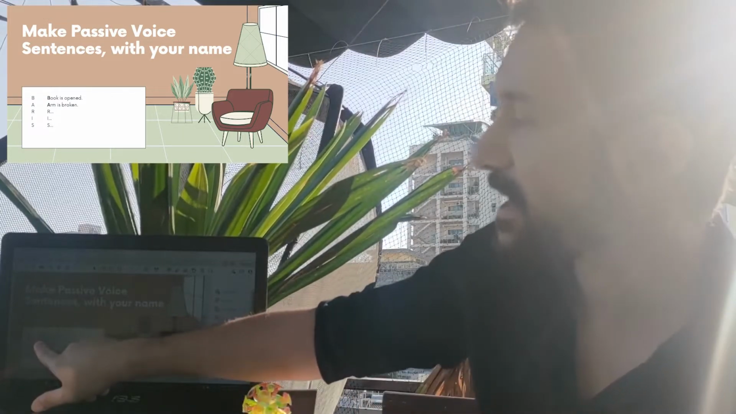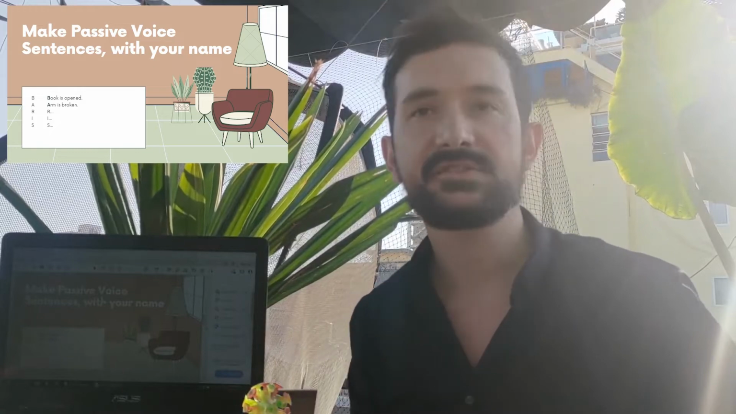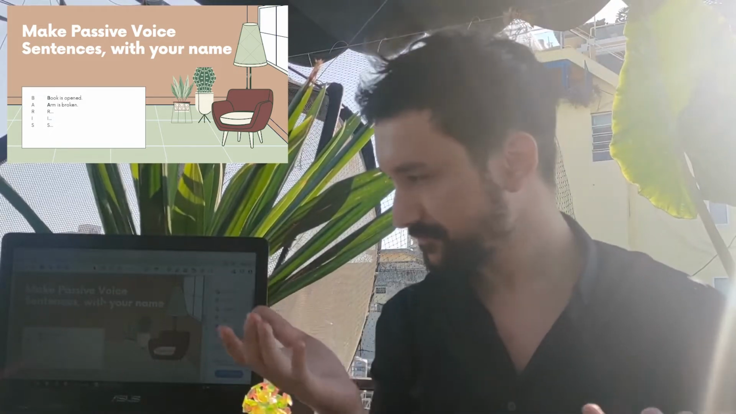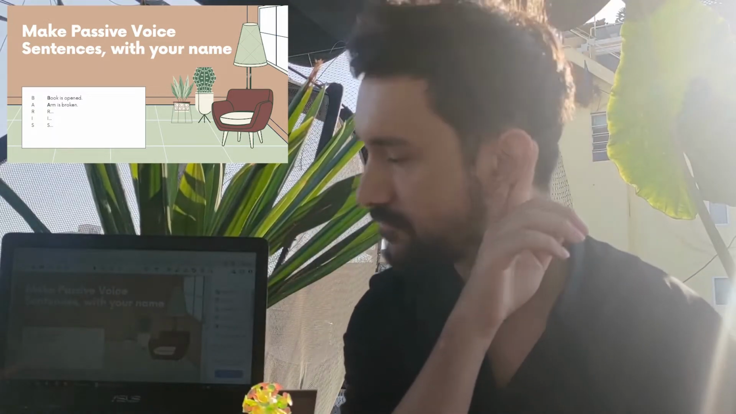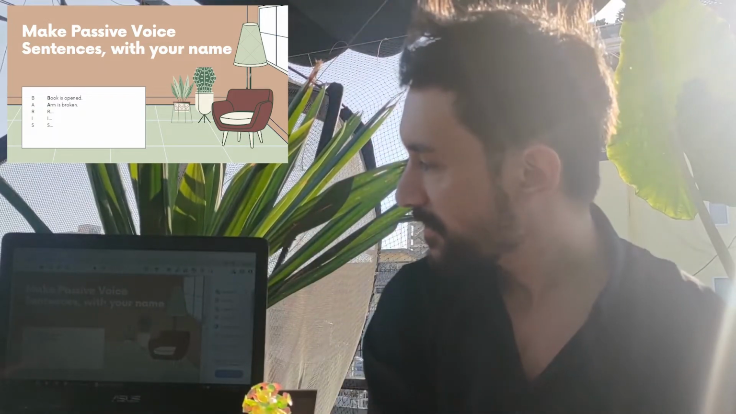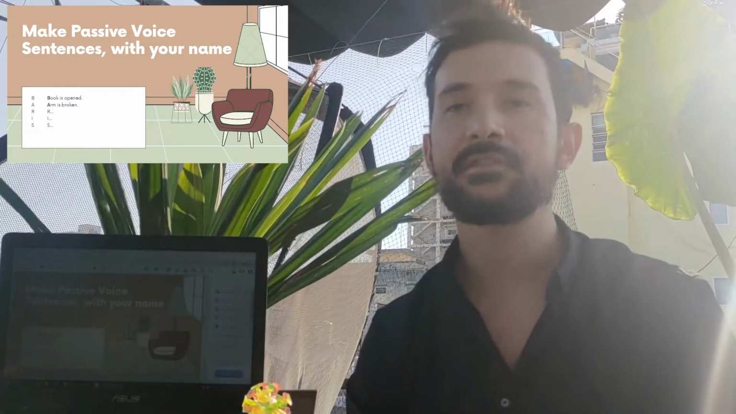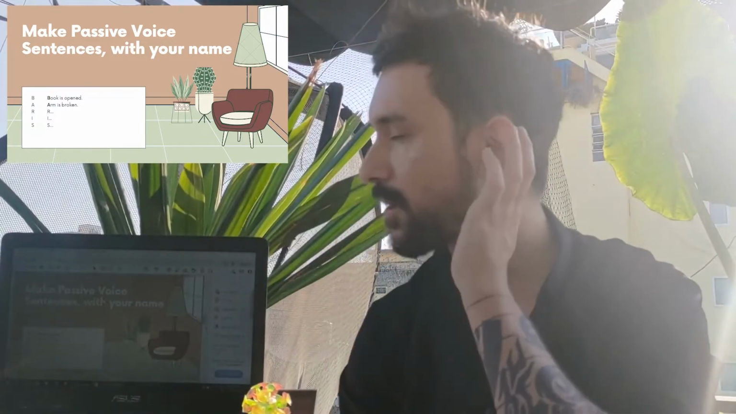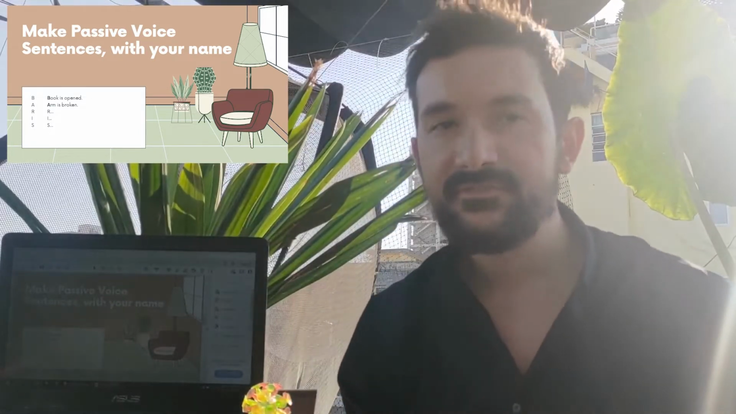Now let's make passive voice sentences. For example, B, what starts with B? Okay, book. Book is opened. Everyone, repeat after me. Book is opened. Okay, good. And what's this? Arm. Very good. Everyone, arm is broken. It's broken. Okay. Now, this is for example.